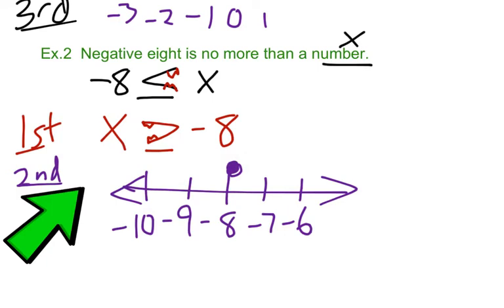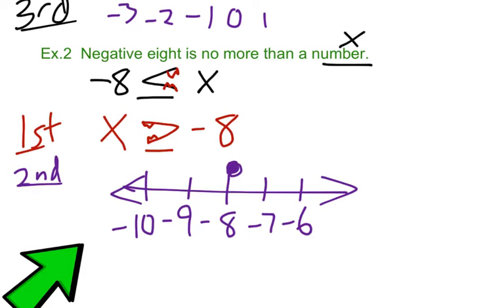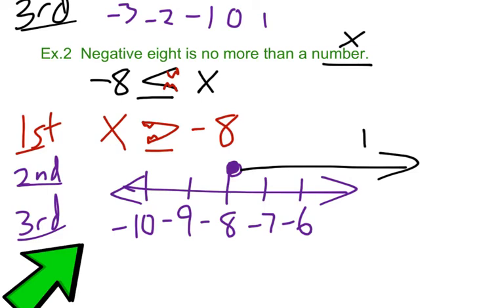And now my third step is I want to use my arrow. And think about your arrow. This is pointing the direction it wants to go. So that arrow is pointing to the right. Again, another way to think of it, if this is greater than, that means all the greater than numbers are more positive, which is to the right-hand side.